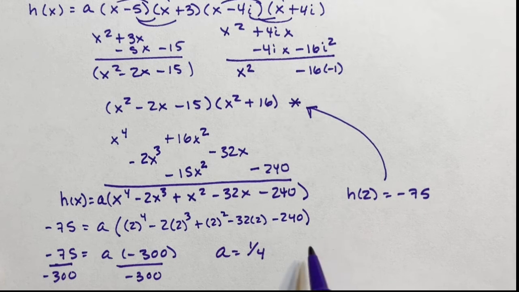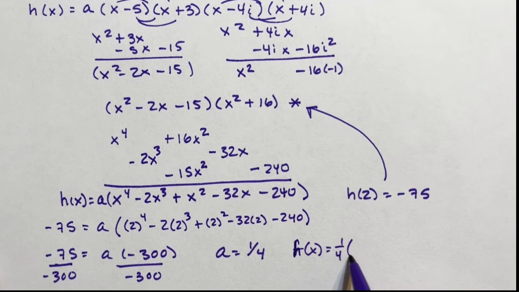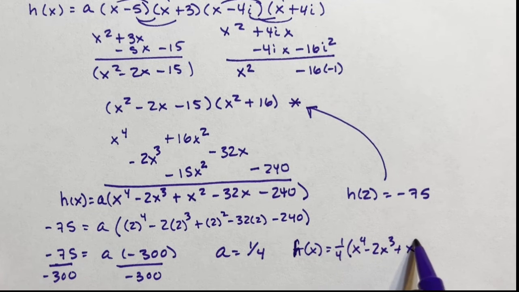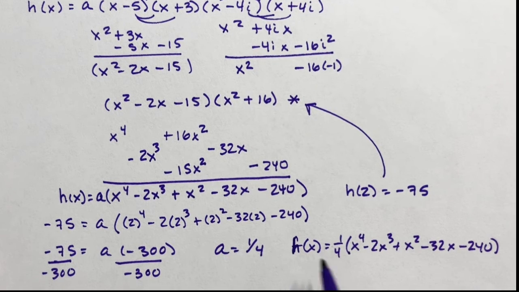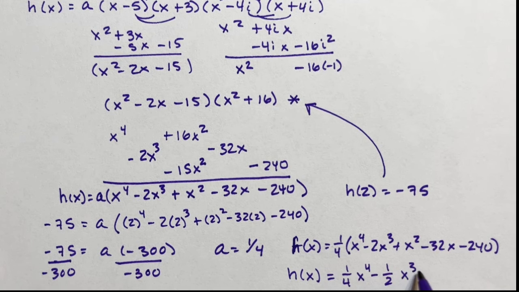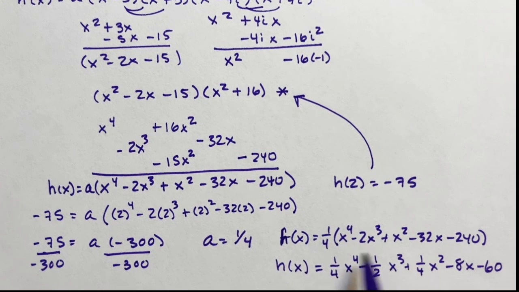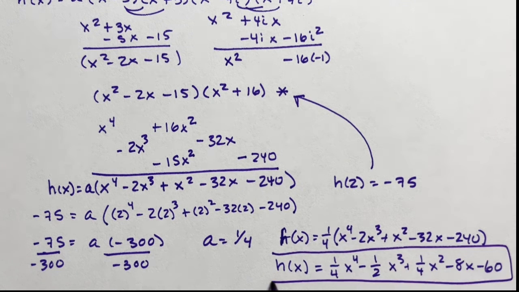So what does that mean? It means that h of x is equal to 1/4 times x to the 4th minus 2x cubed plus x squared minus 32x minus 240. And to get rid of our last parenthesis, h of x equals 1/4 x to the 4th minus 1/2 x cubed plus 1/4 x squared minus 8x minus 60. And this becomes our final answer.